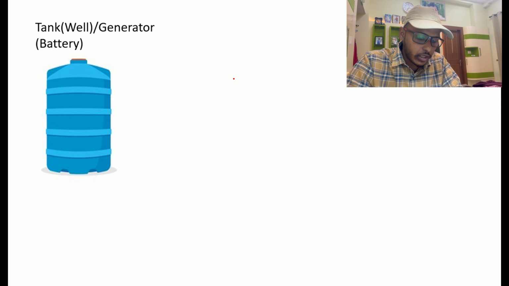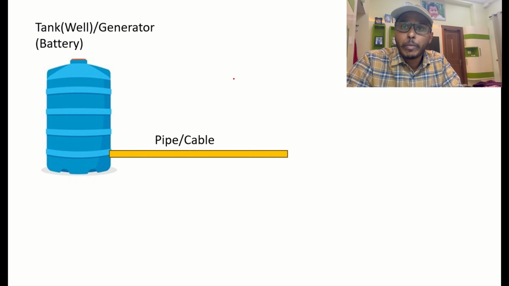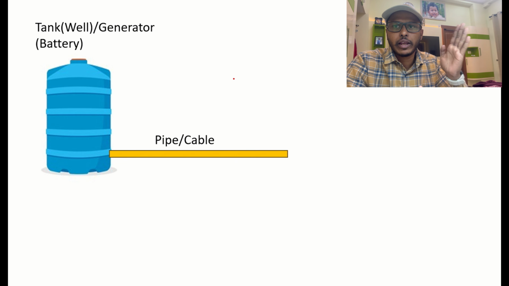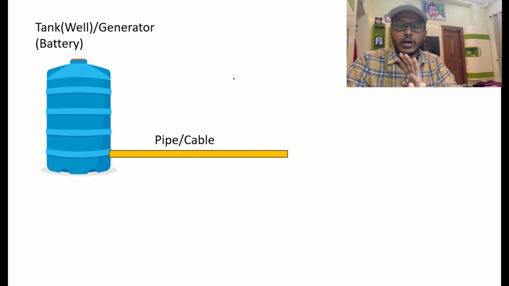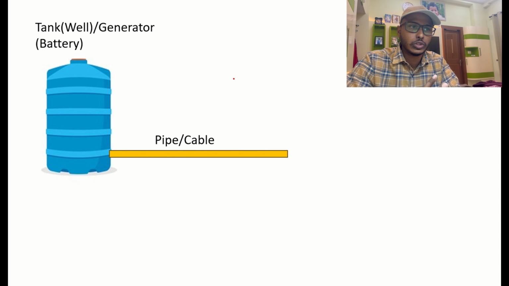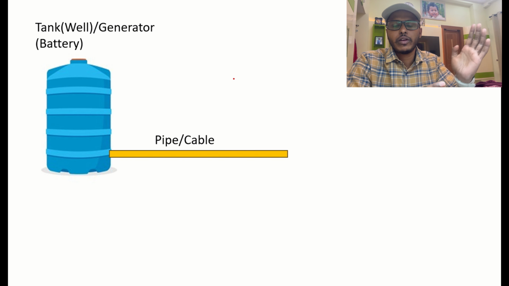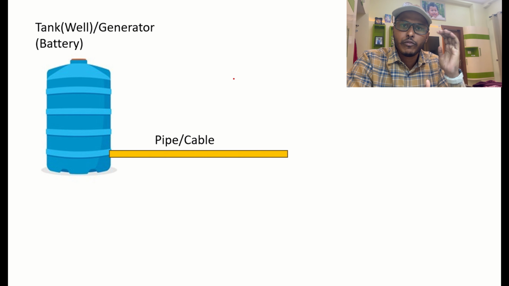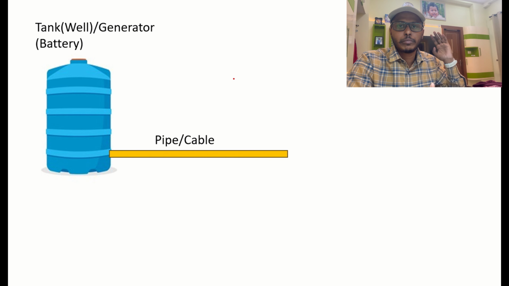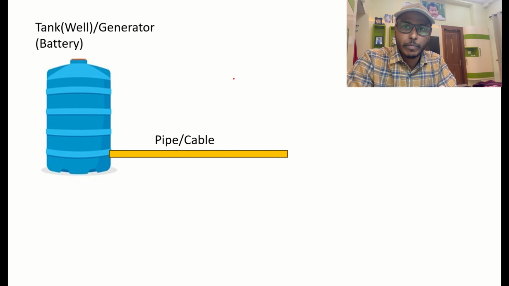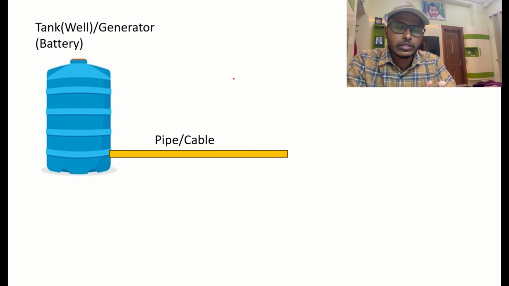Then what we require is a pipe. In a plumbing system, we need a pipe to bring the water from the overhead tank to our application, wherever it is used. In the same way in our electrical system, from wherever the power is generated, we need a cable to carry the power to the end consumer. We know in our home we are getting power from a cable. So right now we have a source, which is the generator.